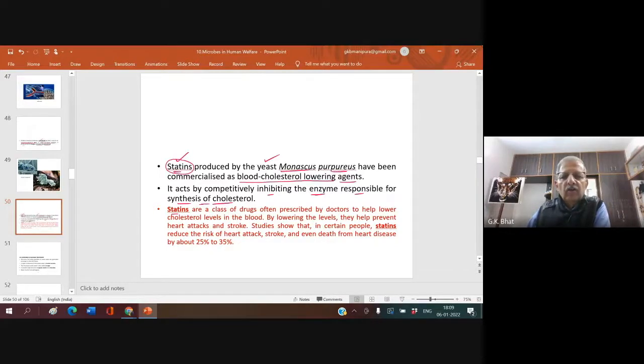Statins are a class of drugs often prescribed by doctors to help lower cholesterol level in the blood. By lowering the levels, they help prevent heart attack and stroke. If anyone's cholesterol level goes up, it may result in heart attack and stroke. Studies show that in certain people, statins reduce the risk of heart attack, stroke, and even death from heart disease by about 25 to 30%.